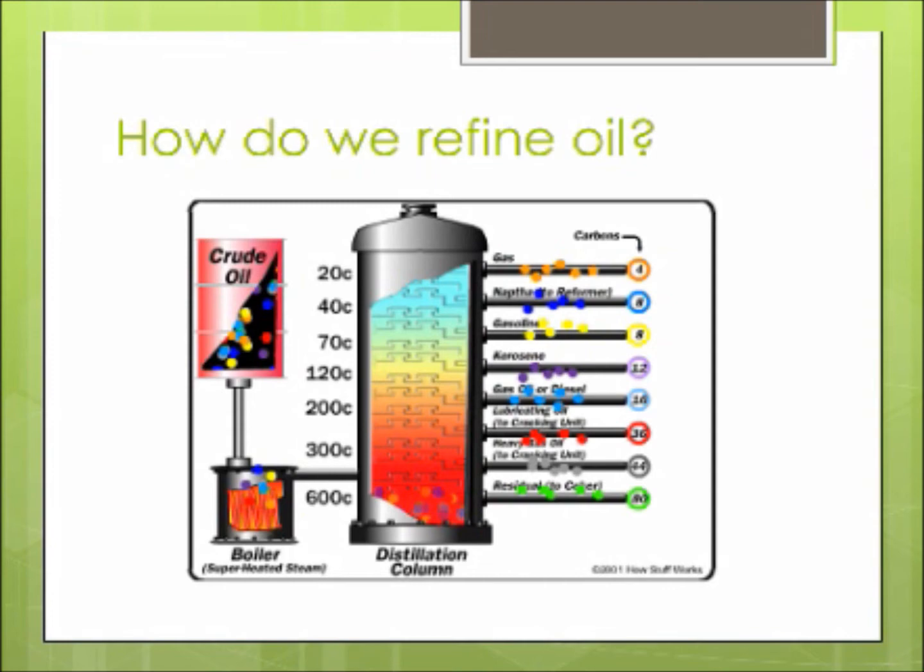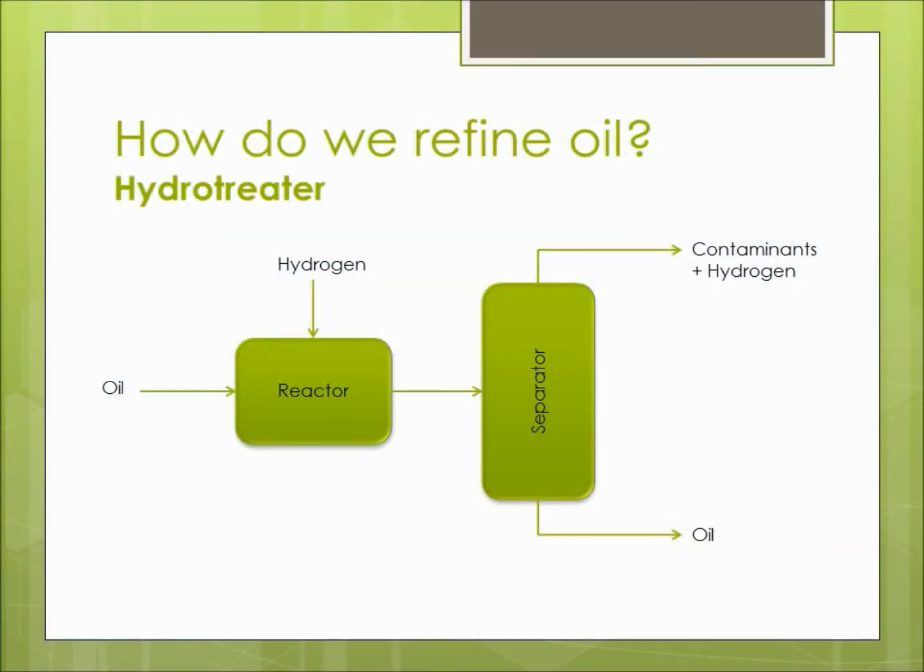The tower is at its highest temperature at the bottom and at its coolest at the top. This allows the lightweight molecules to exit the top of the distillation column and the heavyweight molecules to exit at the bottom. A distillation column can be up to 230 feet tall. Once separated, the streams are then treated in various ways.